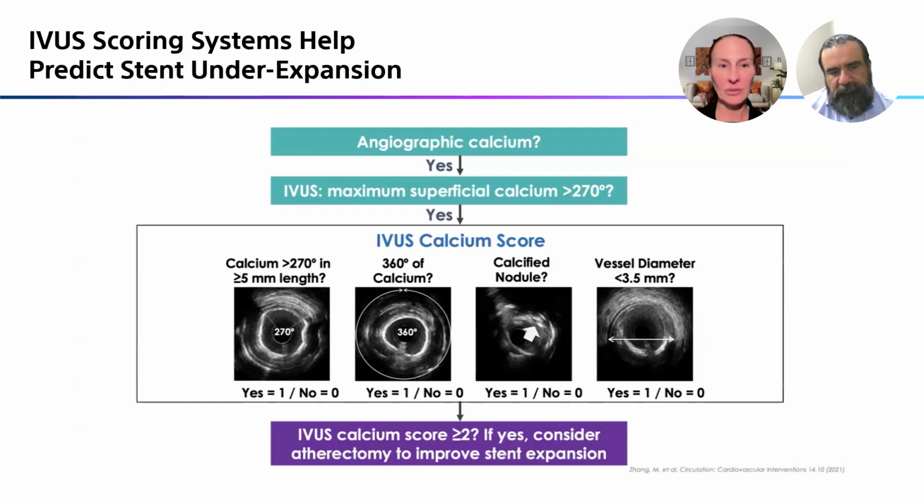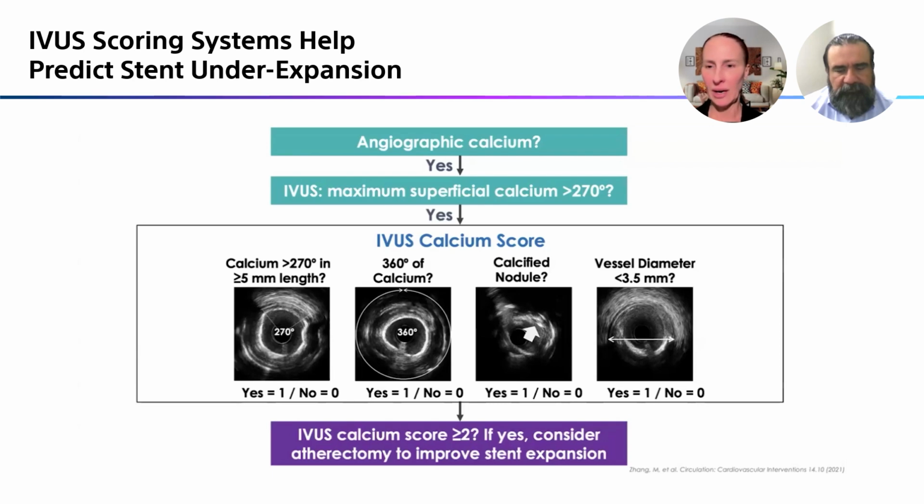So, calcium greater than 270 degrees and greater than 5 millimeters in length, right? 5 millimeters doesn't seem like a lot, but when it comes to calcium, the longer the length of calcium, the more you're going to need to modify that vessel. Is there full concentric calcium with 360 degrees? Is there a calcified nodule? We're going to talk about this a little bit more, because I think this is one of the most difficult situations to deal with sometimes.